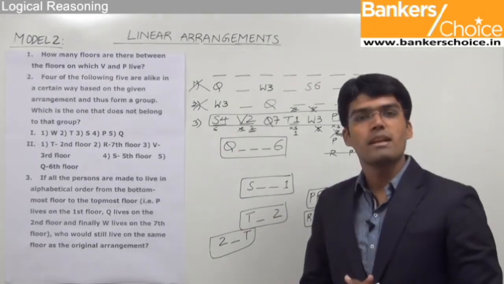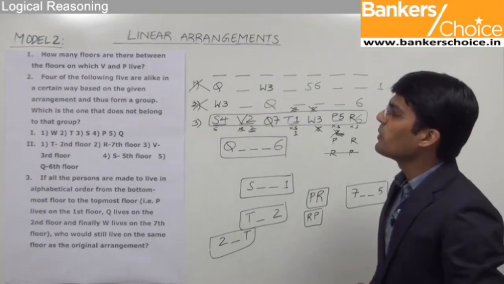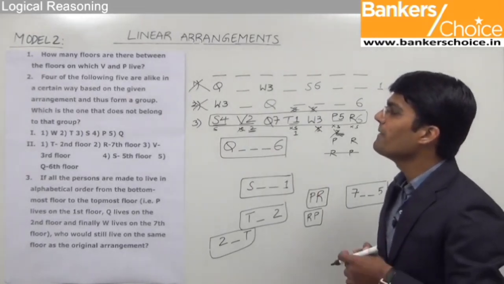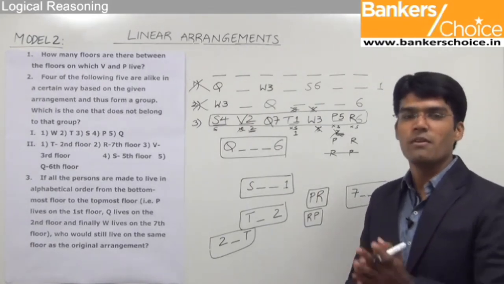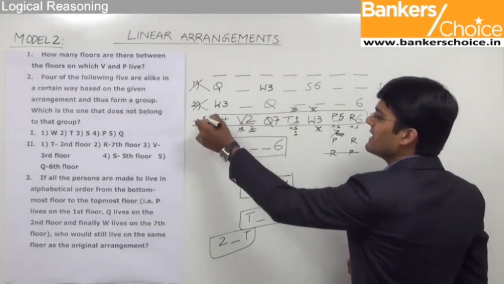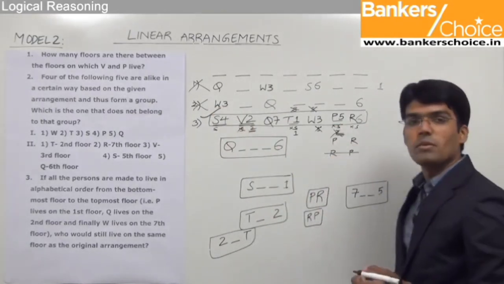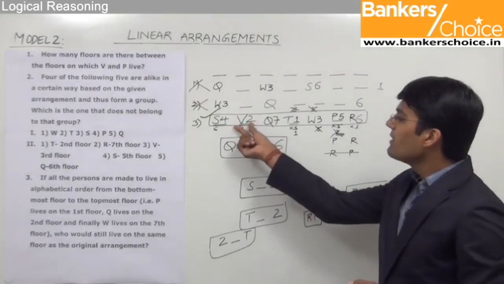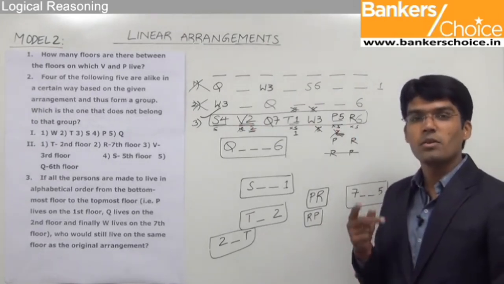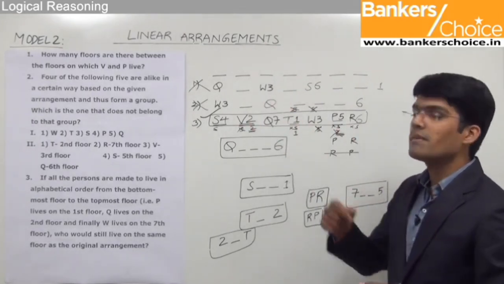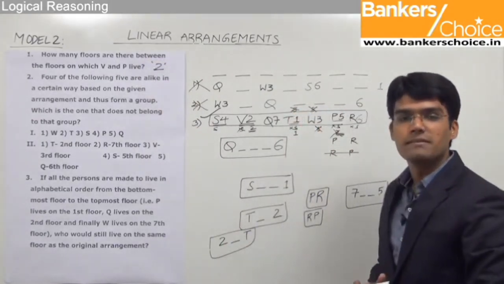Let us now look at some of the typical questions which have been asked based on this arrangement. The first question here is, how many floors are there between the floors on which V and P live? So we need to find out the number of floors between the floors on which V and P live. As we can see, this is the correct arrangement, and V lives on the 2nd floor, whereas P lives on the 5th floor. Now, the number of floors between the floors on which V and P live should be 2. That is, the 3rd floor and the 4th floor. So the answer for the given question should be 2. There are 2 floors between the floors on which V and P live.